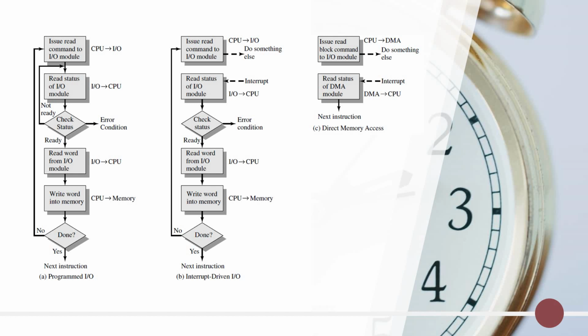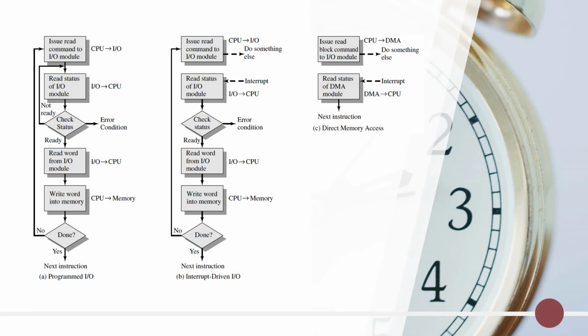Figure B shows the use of interrupt I/O for reading in a block of data. Compare this with Figure A. Interrupt I/O is more efficient than programmed I/O because it eliminates needless waiting. However, interrupt I/O still consumes a lot of processor time, because every word of data that goes from memory to the I/O module or from the I/O module to memory must pass through the processor.